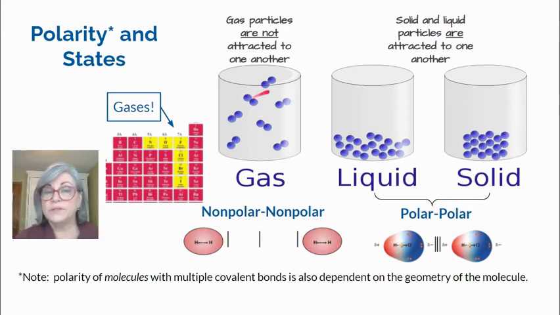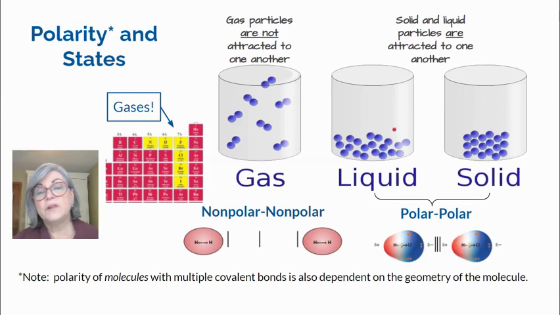And gas particles are gas particles because they don't stick together very well. They're in constant motion, moving really fast, and they have no attraction for one another. So that explains why our diatomic elements are primarily gases. Solids and liquids, on the other hand, are attracted to one another. Solids more than liquids. Liquids can still move past one another.